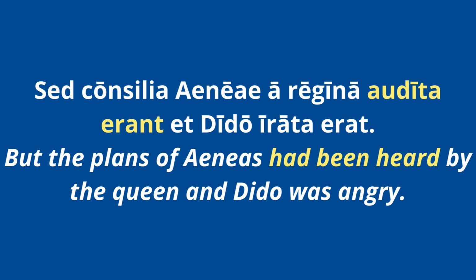So the plans is the subject, the consilia. So you're saying the plans of Aeneas had been heard, audita erant. So the A in audita is referring back to the plans, the consilia. That's why they both have an A. They're neuter plural, okay? The erant makes it pluperfect passive. So audita erant, you have a fourth principal part plus the imperfect of the verb to be.